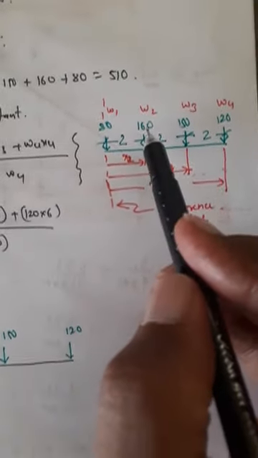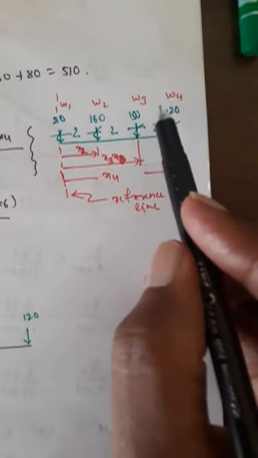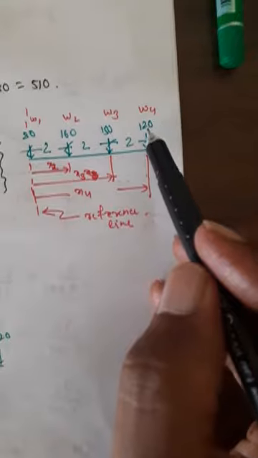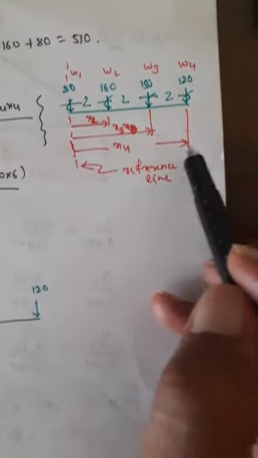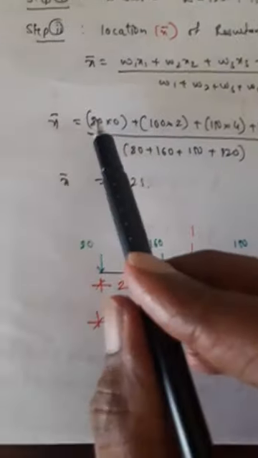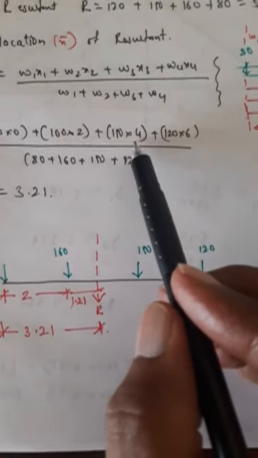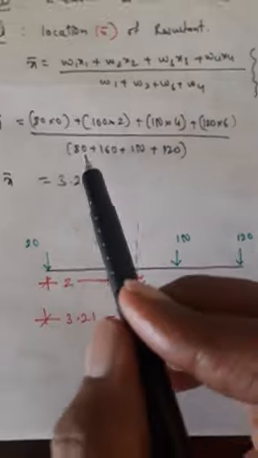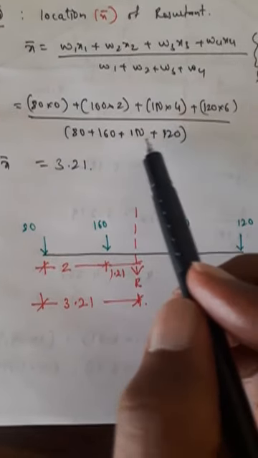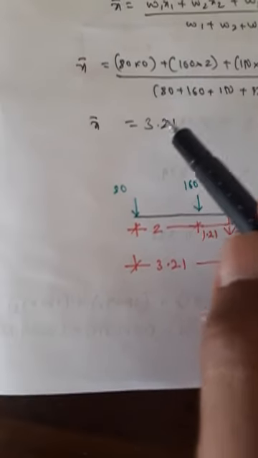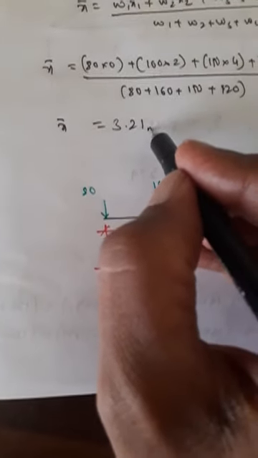So W2 160 into 2 plus W3 150 into 4 plus 120 into 6. So write those values: 80 into 0 plus 160 into 2 plus 150 into 4 plus 120 into 6, divided by W1 plus W2 plus W3 plus W4. So you get the value x bar is equal to 3.21 meters.